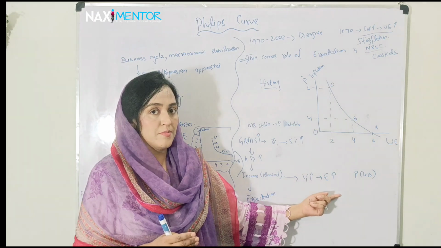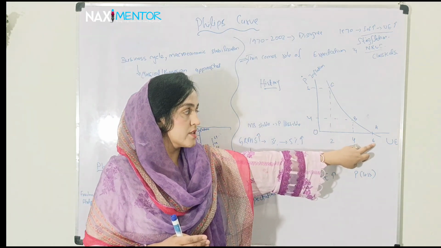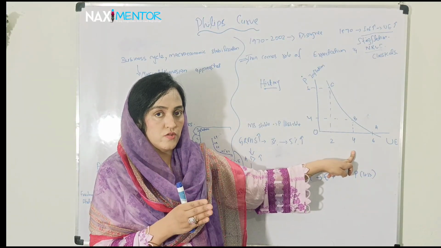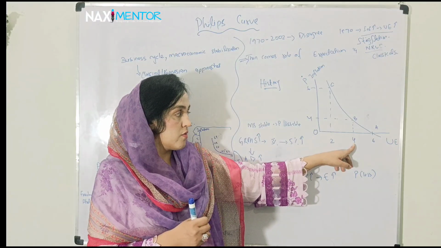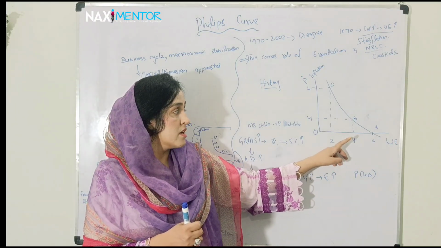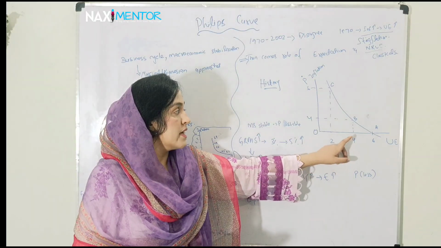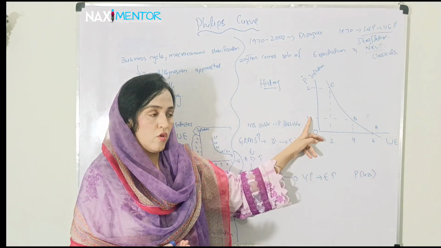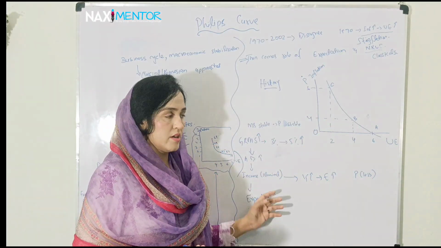So output increases, employment increases. Employment increases means unemployment will decrease from 6 to 4. The unemployment rate has decreased from 6% to 4%. That means employment has increased. So when unemployment has decreased, demand will increase, and later on prices will increase, and when prices increase, inflation will increase from 0 to 4%. We can move from point B to point C working on the same scenario.